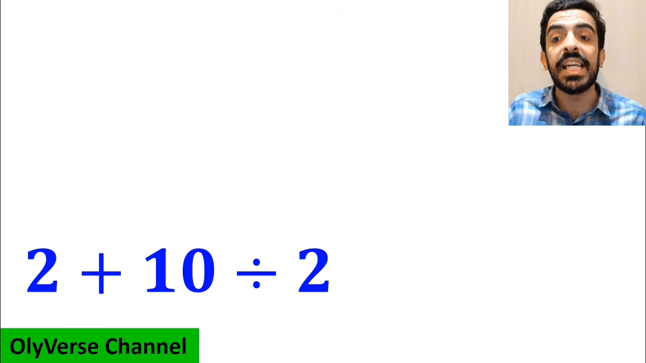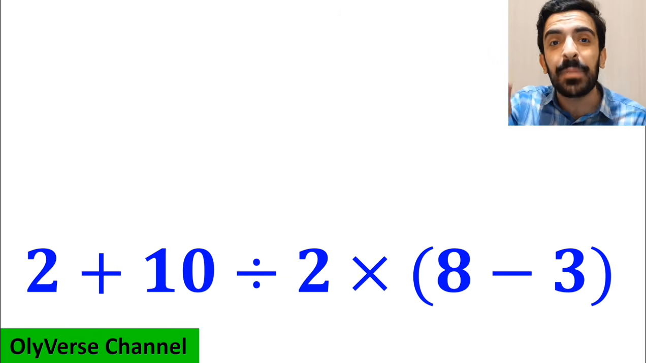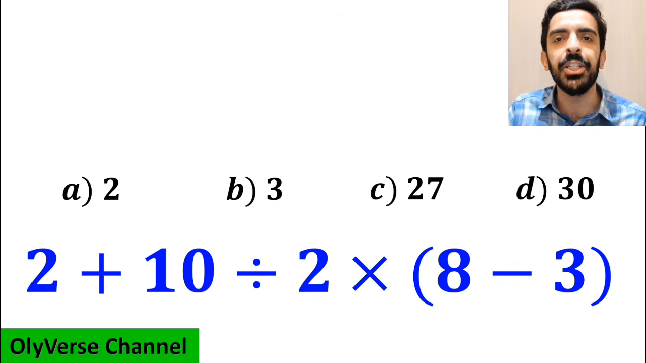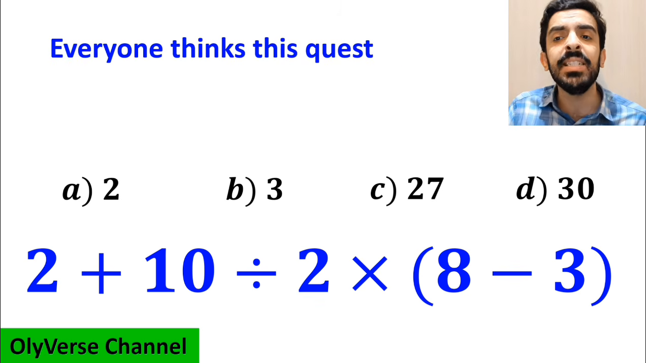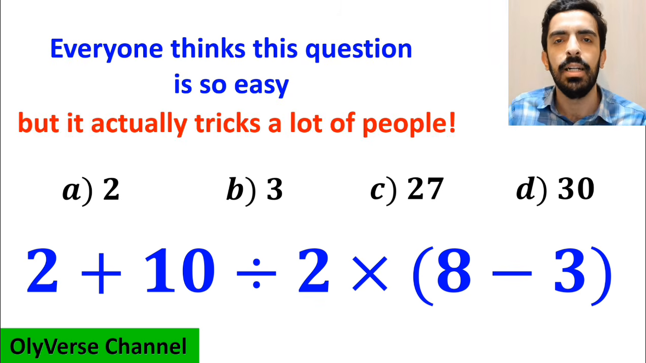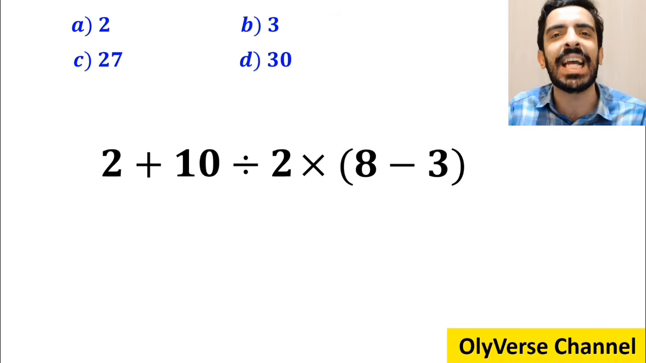What is the value of the expression 2 + 10 ÷ 2 × (8 − 3)? Which option do you think is the correct answer to this question? Everyone thinks this question is so easy, but it actually tricks a lot of people. Let's break it down and solve it together.